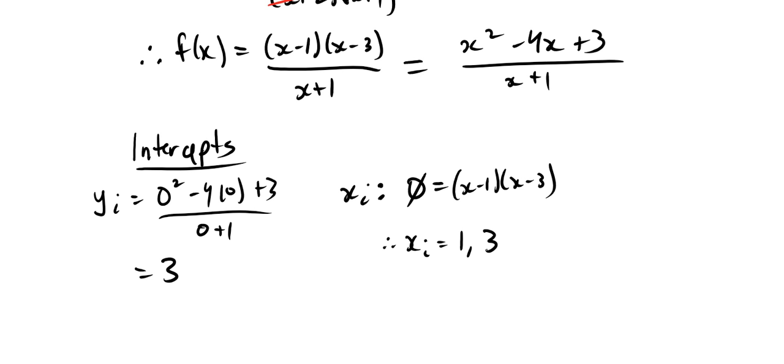When the bottom is 0, I get a vertical asymptote. When the top is 0, I get an x-intercept. Don't get those backwards. That's where our understanding comes in. You don't have to memorize. You just think about it.